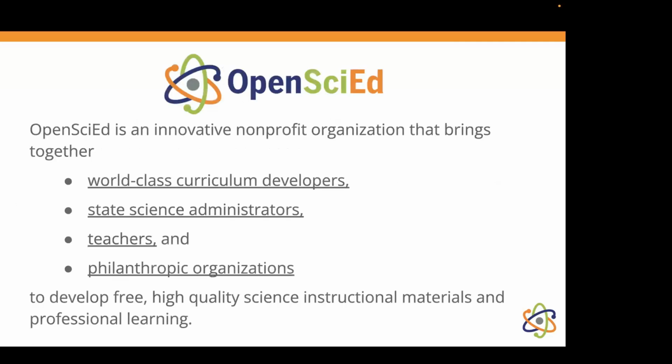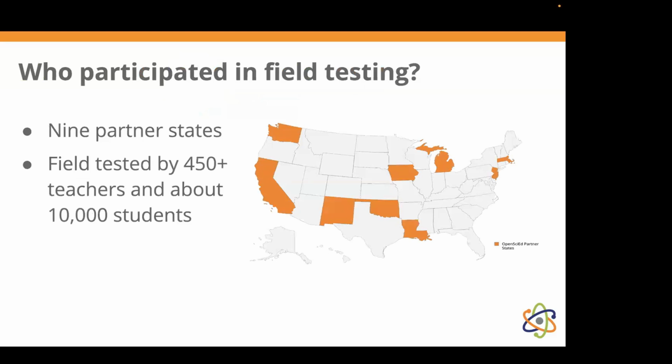So first of all, OpenSciEd is an innovative nonprofit organization. We bring together fantastic curriculum developers, state science administrators, teachers, and philanthropic organizations to develop free, high-quality science materials and the professional learning that goes along with those materials. We field tested our units in 9 partner states with over 450 teachers. And really what that means is we had all those teachers and their almost 10,000 students providing us feedback that we needed to help us make these the best units possible.